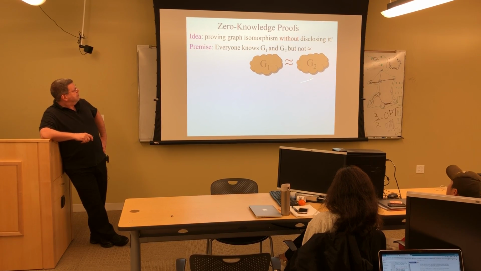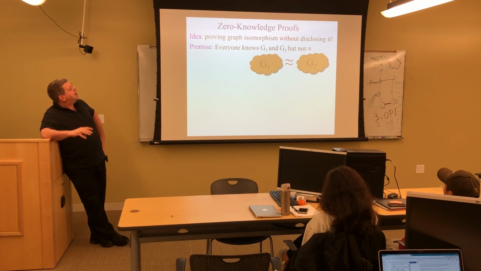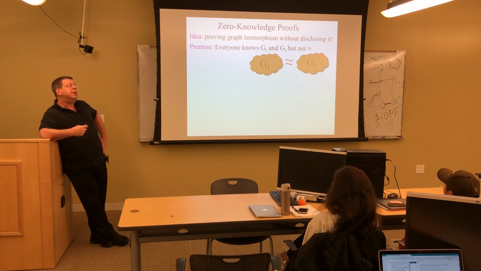Here's the protocol. The protocol is just a fancy name for an algorithm. Everything is an algorithm. Everybody knows two large graphs. They're published on the web, but they don't know the isomorphism. The isomorphism is only known to somebody as a secret, and they need to convince somebody else that they know the secret, but without disclosing that secret.